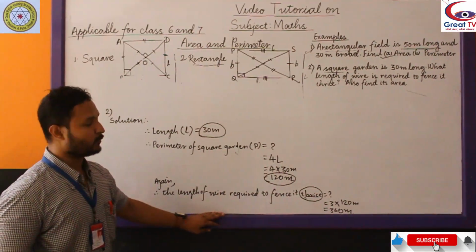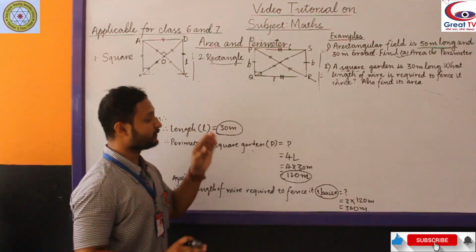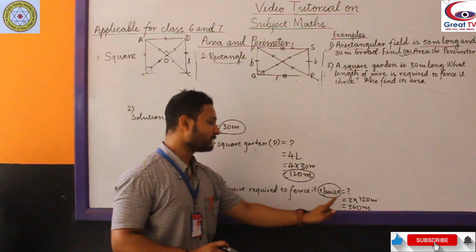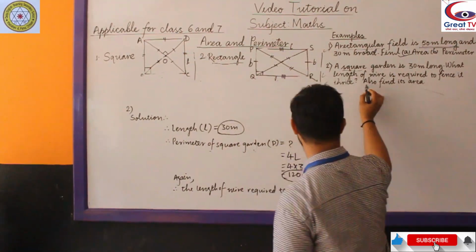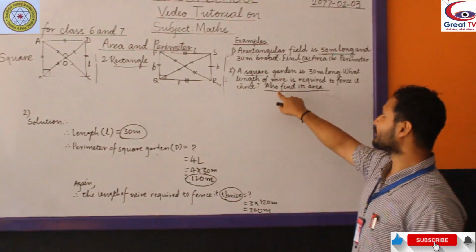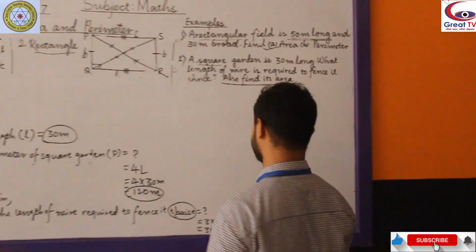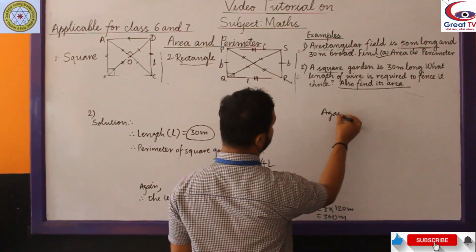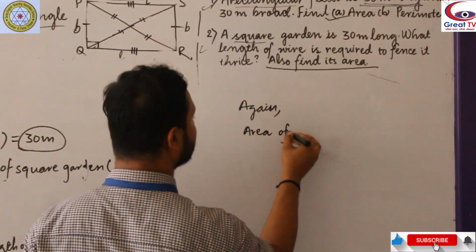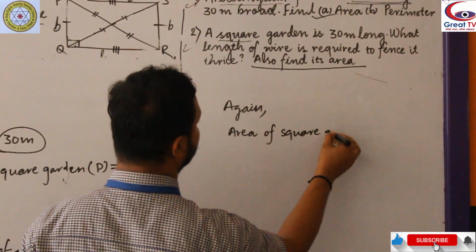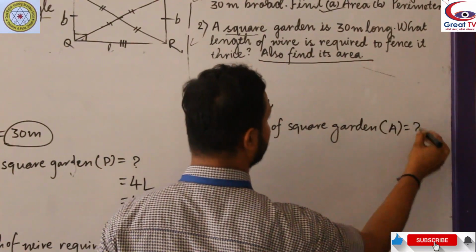So if we want to fence the square garden whose length is 30 meter long 3 times, then we need 360 meter of wire. Okay? But another question is also here. Also find its area. Now we have to find the area of that given square garden. So again, area of square garden, A equals to how much?